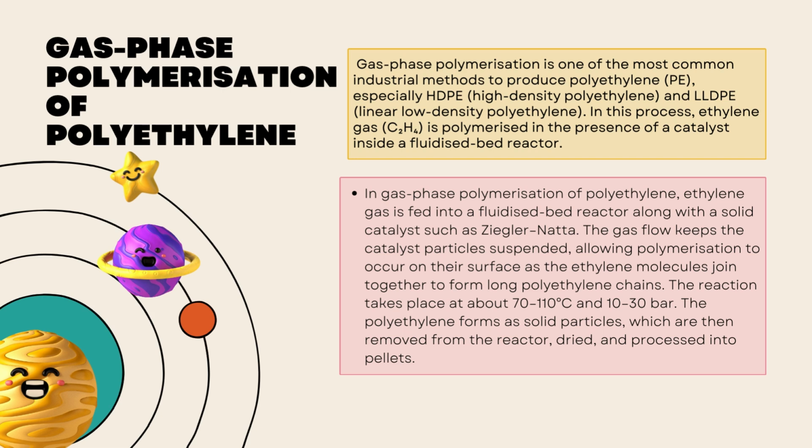Inside the reactor, the ethylene gas flows upward and keeps the solid catalyst particles suspended, creating what we call a fluidized state. This allows good mixing and efficient heat transfer during the polymerization process. As the ethylene molecules react, long polyethylene chains are formed and gradually grow on the surface of the catalyst particle. These polymer particles are then collected as solid polyethylene powder, which can later be processed into plastic products.